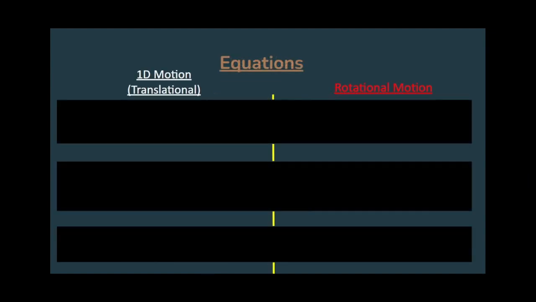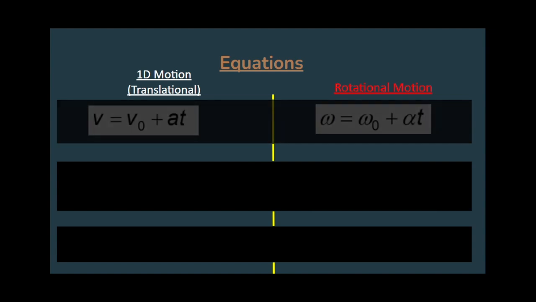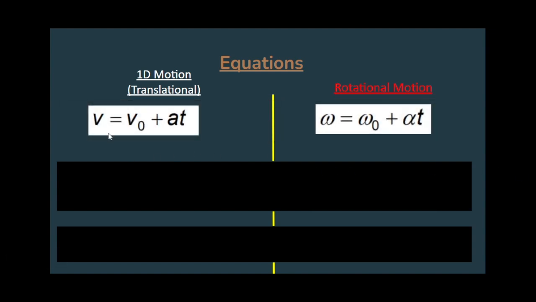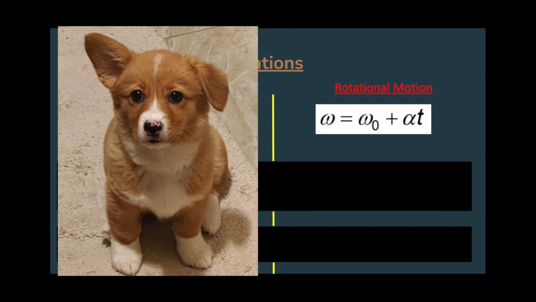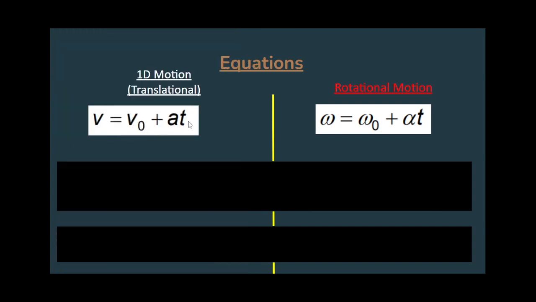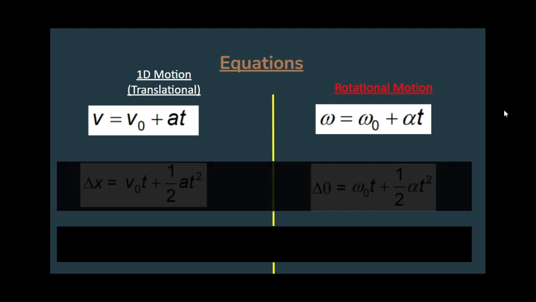So now that we have those variables underway, let's take a look at the equations that we might use for rotational kinematics. So the first equation, some of you guys recognize it. We have Vf equals Vo plus a times t, and in rotational, we have omega equals omega O plus alpha times t. This is the exact same equation. All we do is just swap out the variables.